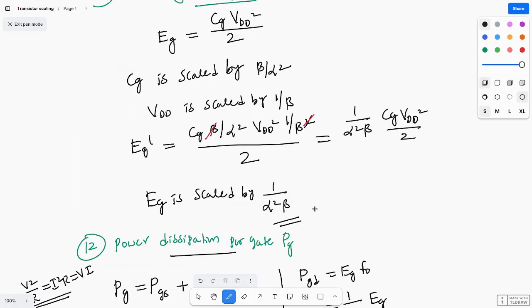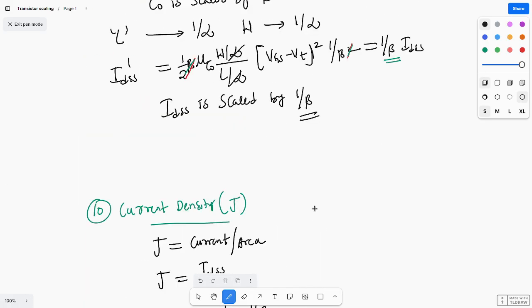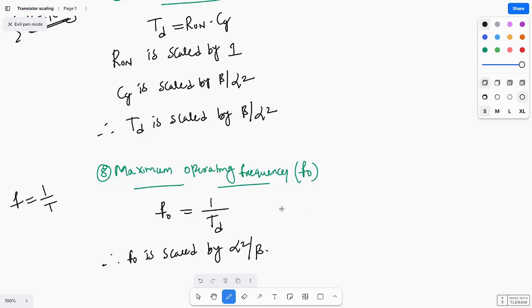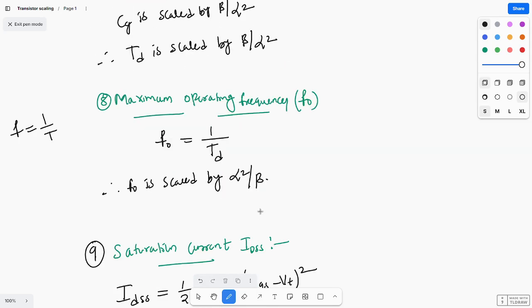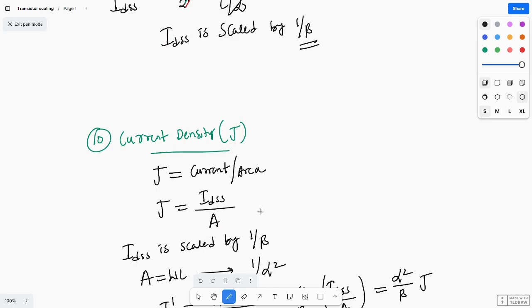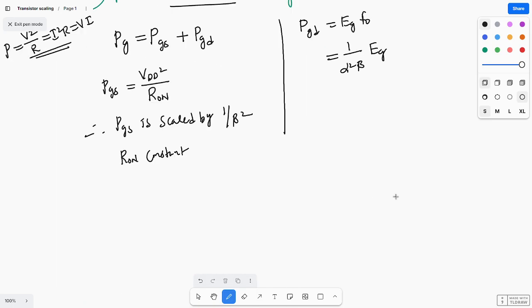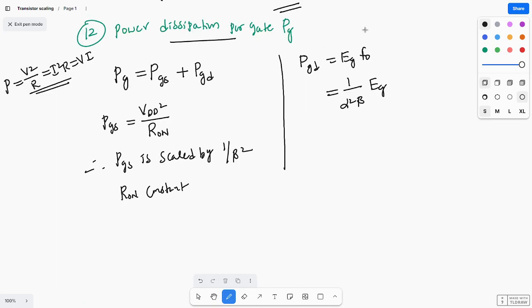F naught is scaled by alpha square by beta. So here this is scaled by alpha square by beta into F naught. Okay, this you cancel.